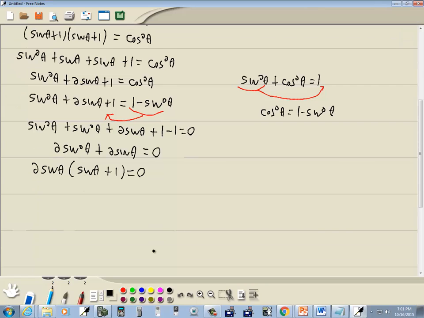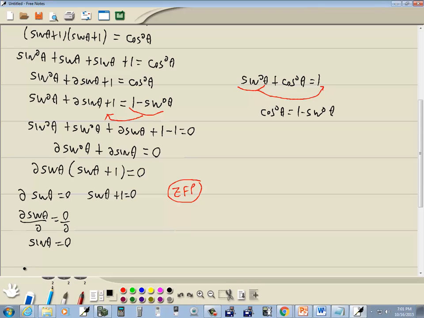Well, zero factor property. It says if you get 0 on one side and you factor the other side, you're going to set each factor equal to 0. So I'll set 2 sine theta equal to 0, and I'll set sine theta plus 1 equal to 0. Now in this one I'll divide both sides by 2, and we end up with sine theta is equal to 0.